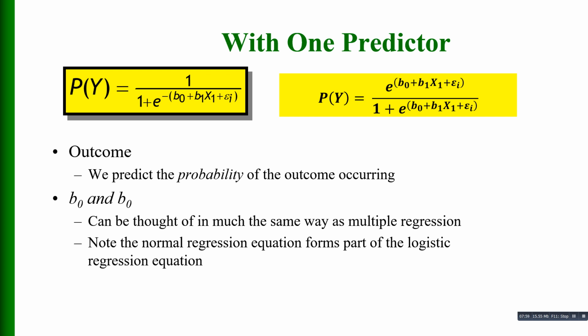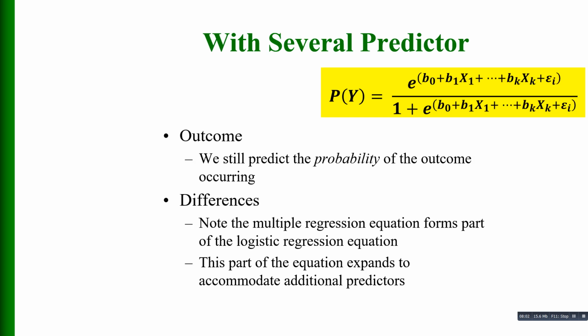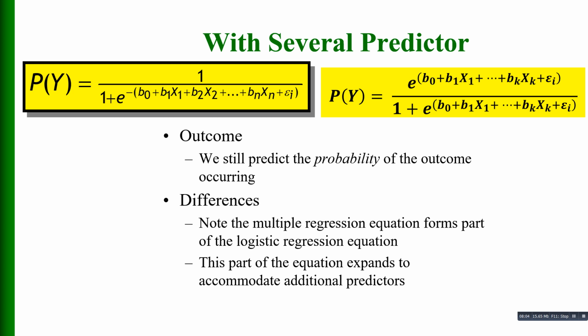Now we can extend the analysis with several predictors, and here we have x1, x2 up to xn variables, and in both the cases there are more than one predictors in this. So we still predict the probability of the outcome occurring. Note that the multiple regression equation forms the part of logistic regression equation again, and this part of the equation expands to accommodate additional predictors. Here we have more than one predictors. In the previous slide you saw that there is only one predictor.